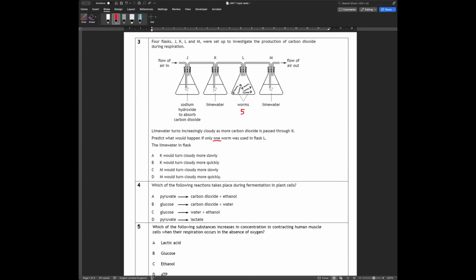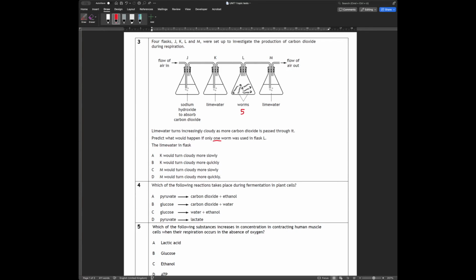We've got some lime water here. That would hopefully measure that there's no CO2 and it wouldn't turn cloudy. In L, we have all these earthworms. Now, these worms will be undergoing respiration and producing carbon dioxide. So that carbon dioxide should go up through this tube and down into this lime water. The lime water turns increasingly cloudy as more carbon dioxide is passed through it. So I would guess that lime water is going to go cloudy pretty quickly because there are 5 worms here, all producing CO2. So let's have a look at what the options are.